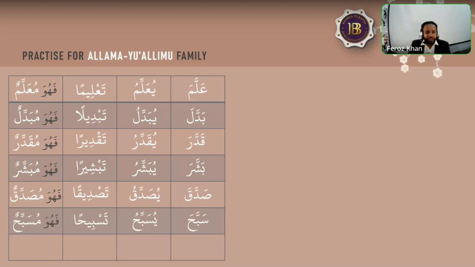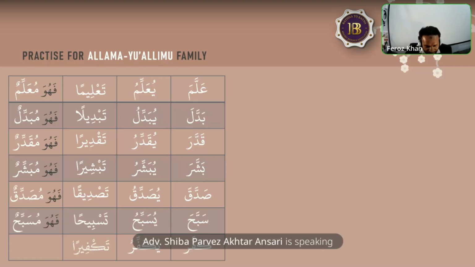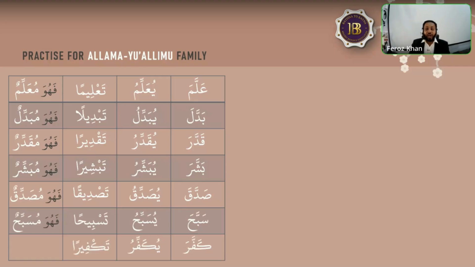Next time you see someone doing tasbih, tell yourself, this is the guy who is musabbih. That's how you will apply it in the practical world. Musabbih means the one who does tasbih, the one who glorifies. Kaffara yukaffiru takfiran fahuwa mukaffirun. Mukaffirun. The one who does rejection. Kaffara. Okay?